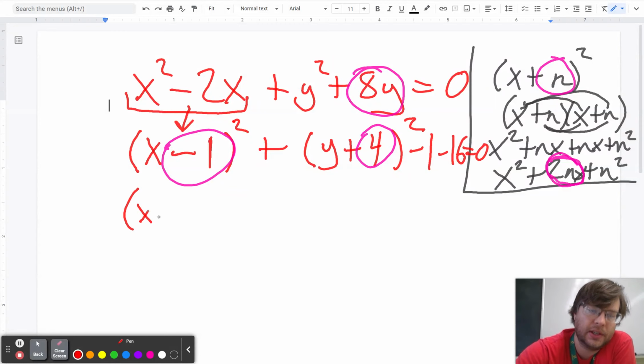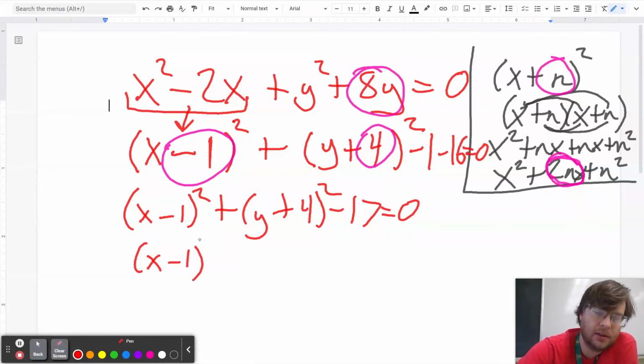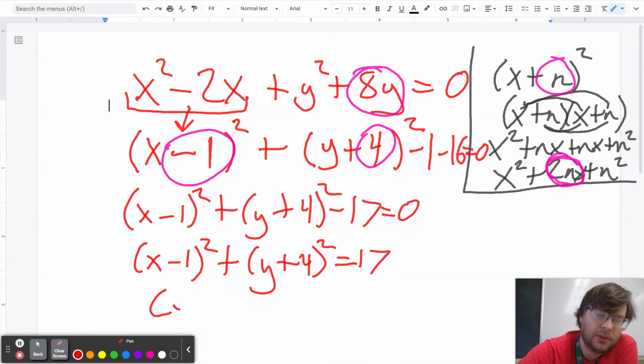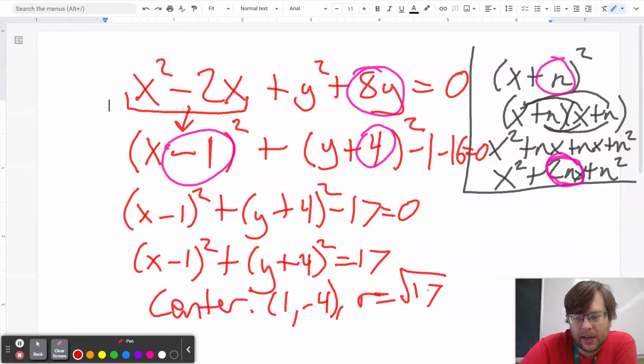So now we're almost done. I've got x minus 1 squared, y plus 4 squared minus 17 is equal to 0. And then I'm just going to make it into the format that we talked about a few minutes ago by adding 17. So now I can tell you that the center of the circle is 1 comma negative 4, and the radius is the square root of 17. So that's how you take the equation and find information about the circle from it.